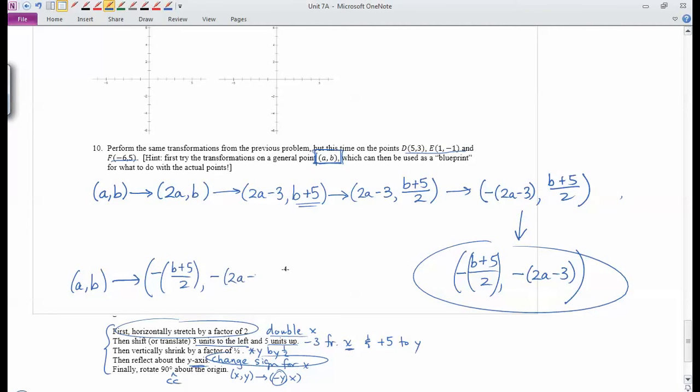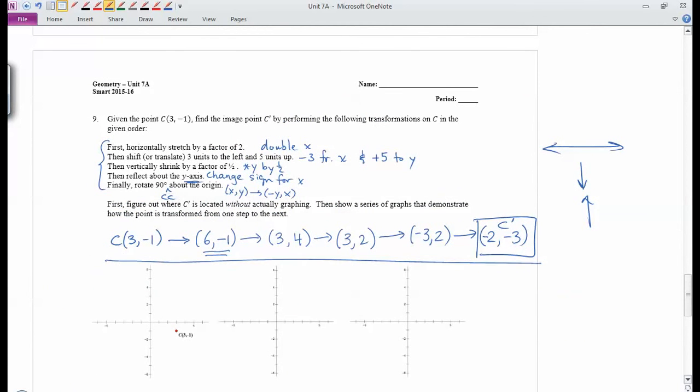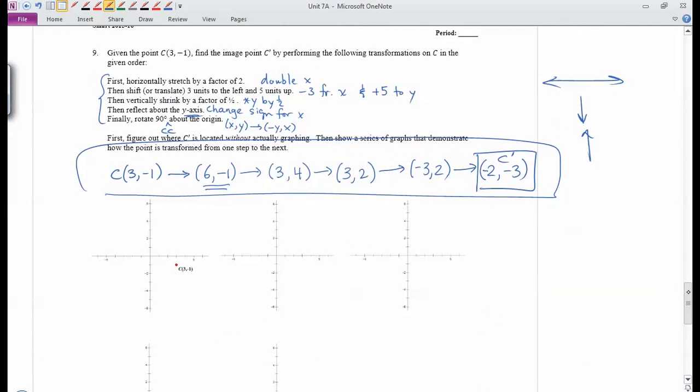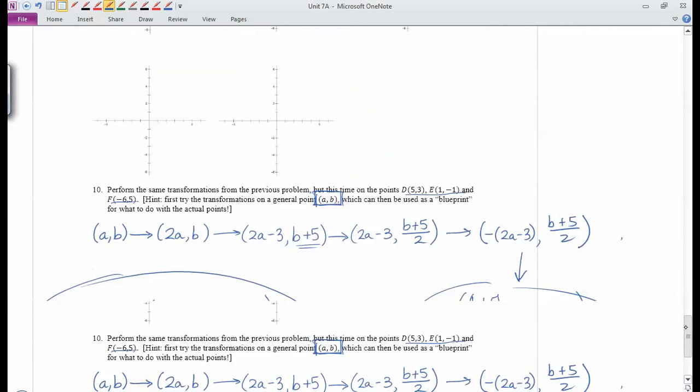2a minus 3. And so the reason this is good is if you had to do this process for like 6 points or 5 points, a bunch of points, it's somewhat annoying to go through it every single time with every point. But if you do it one time with this general point that has no specific numbers, you get a formula for what you can just plug those numbers into and you're done. So like we'll do it with the point that we already checked, 3, negative 1. C was 3, negative 1.